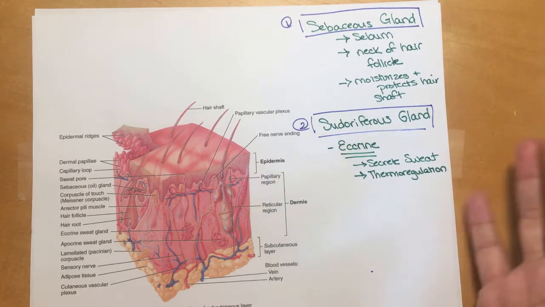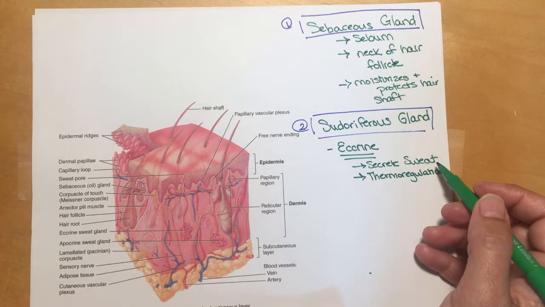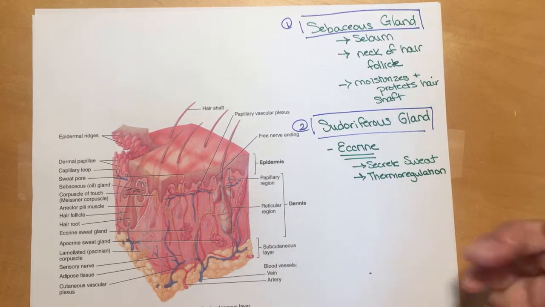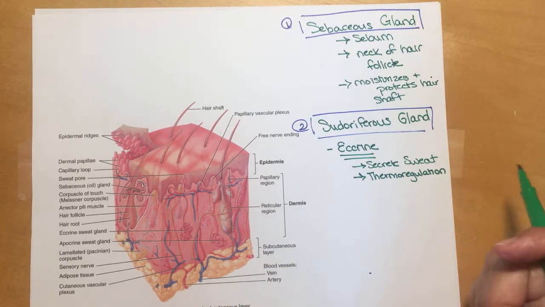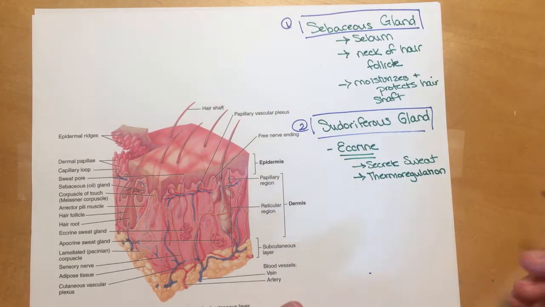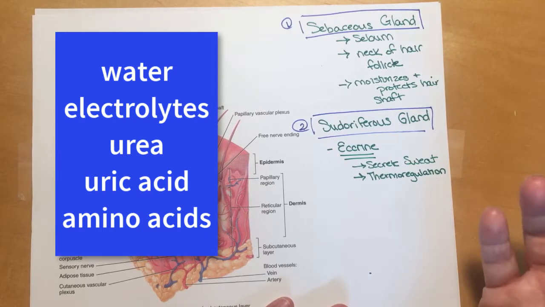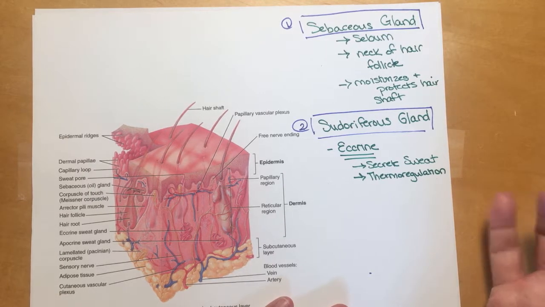You secrete sweat. The evaporation of the sweat from your skin helps to dissipate heat, and it brings your body temperature back down. You're going to find eccrine sweat glands on places like your palms, your forehead, your back, any place where you sweat when you're working out. And eccrine sweat consists of water, electrolytes, urea, uric acid, ammonia, and amino acids. So it's got a lot of water, and it's got a lot of salt, and it's got a couple of other waste products in it.